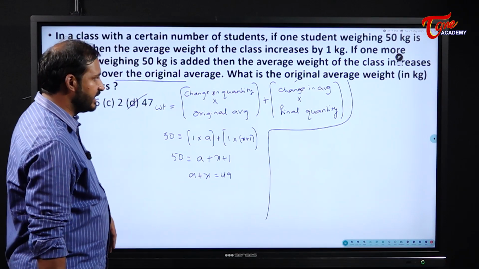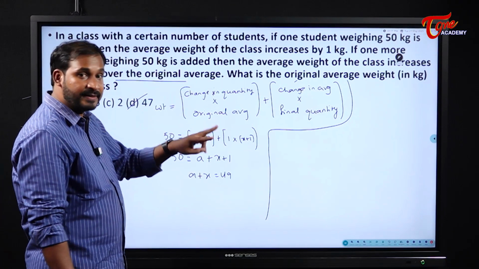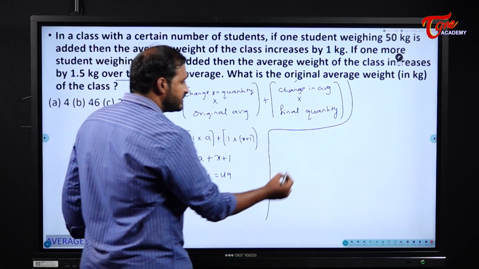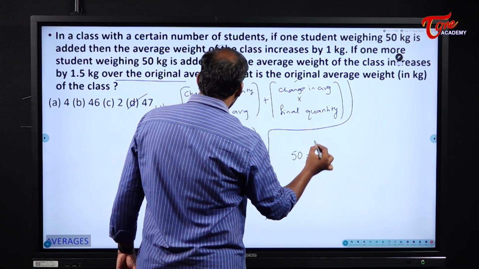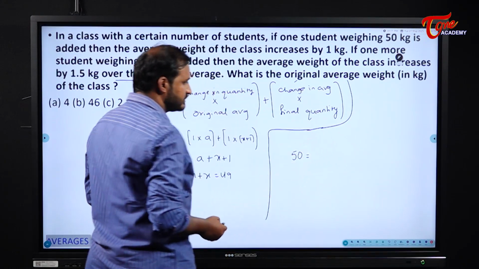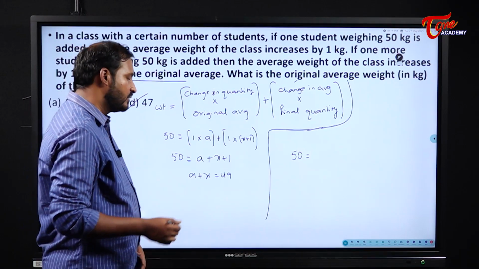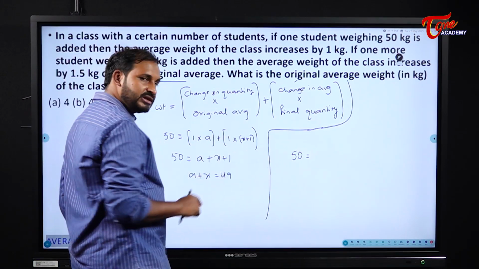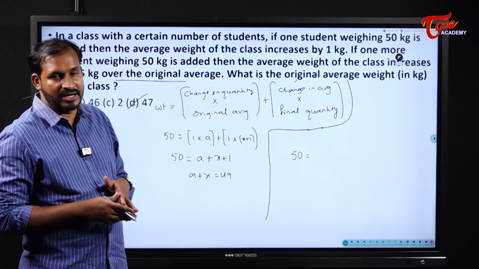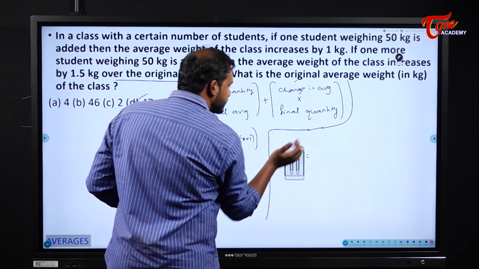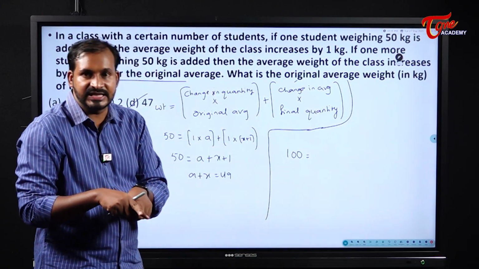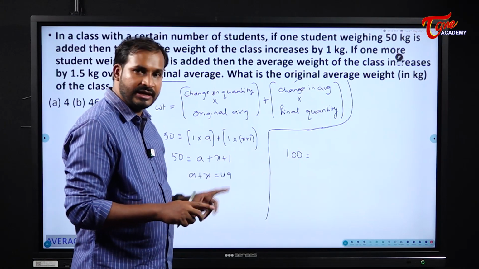Now when the second person is added, his weight is how much? 50 kgs. What is his change in quantity? Only one person is newly added from the previous step. But if you see from the first value, what is the new two persons' total which we got here? 100. I am taking 100. Why? Because the newly added persons' weights are 50 and 50. So 100. That is one case.